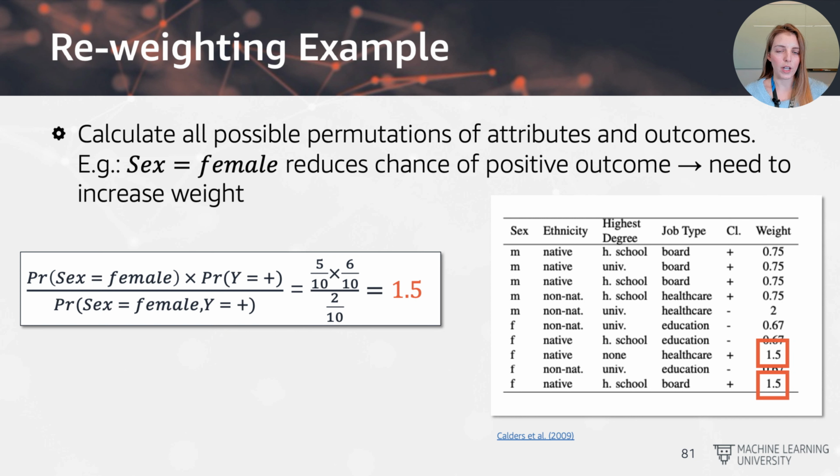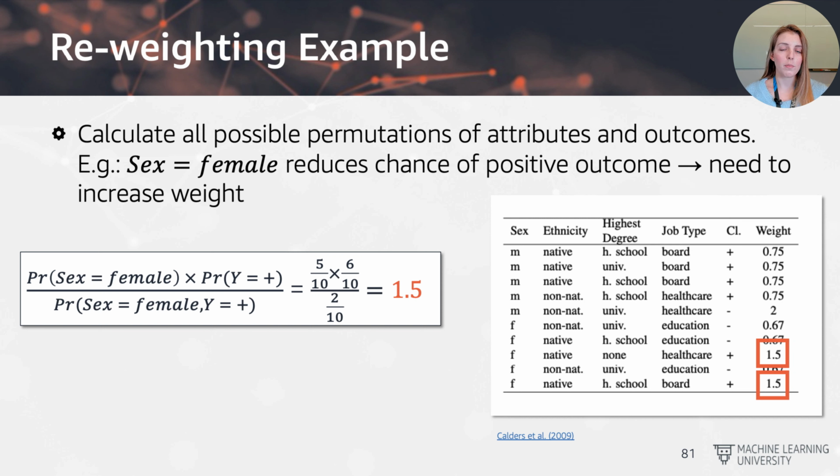Well, first we need to look at what is the probability in a small data set to be female. There are 10 data points in total, 5 of which are female. So the probability in this data set to be female is 5/10 times the probability of having a certain outcome. For now, we're interested in the positive outcome. And we see that there are 6 positive outcomes in this data set. So 6/10 is the probability of having a positive outcome.